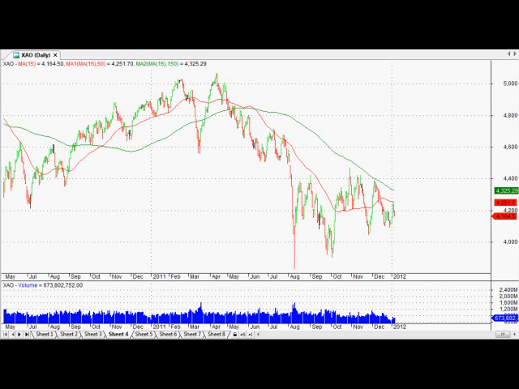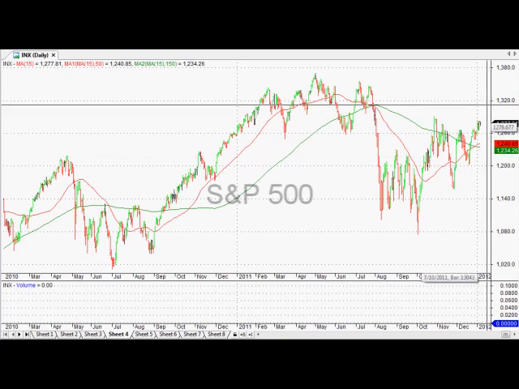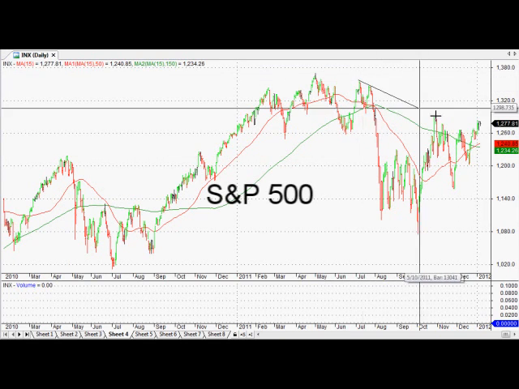I mean, it's great to know where we are, where the world is. This is the Dow Jones, and this is the SP500. I'll look at the SP500 just because it gives us a broader range.